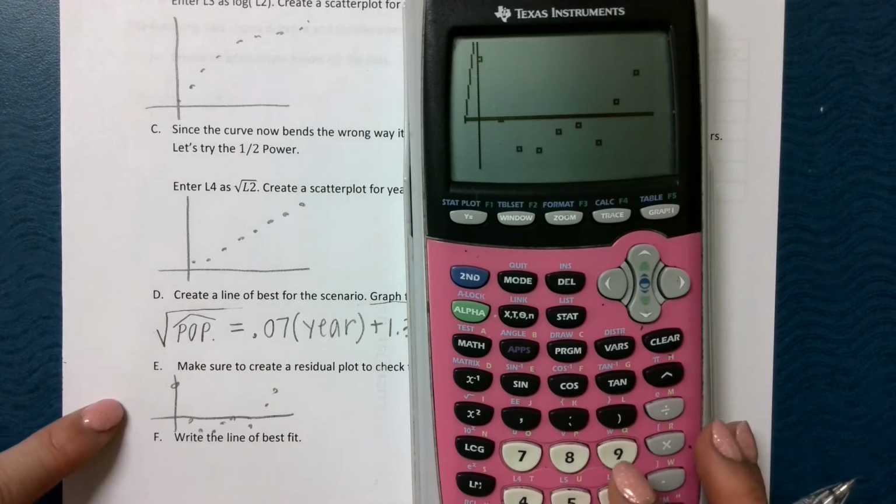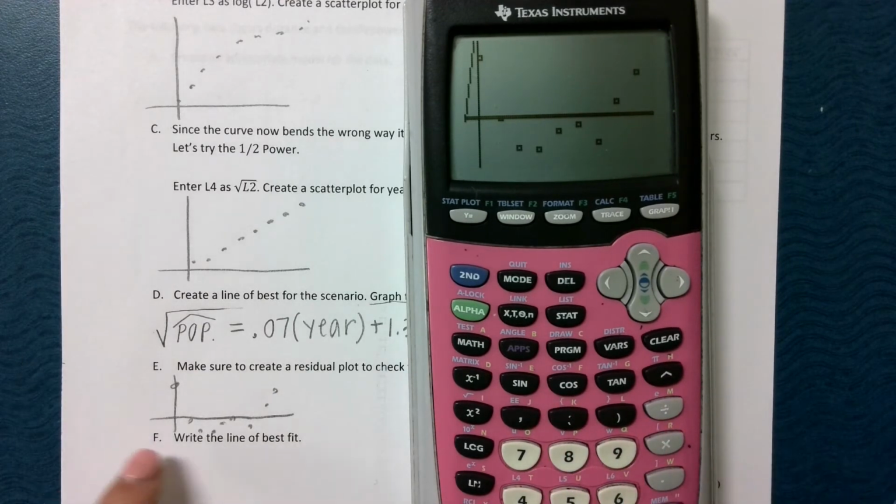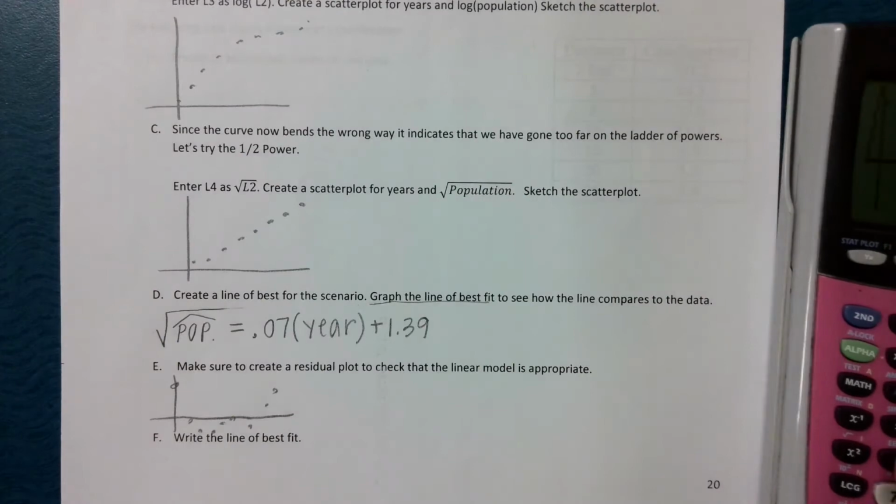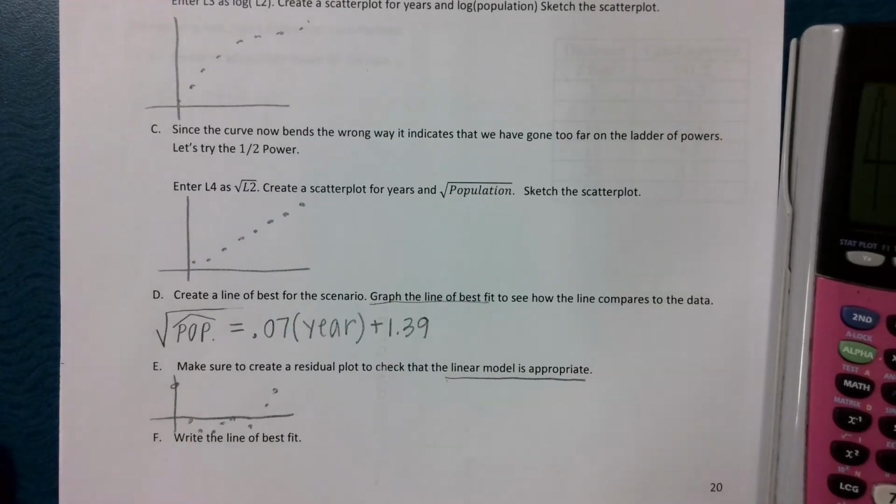Generally speaking, I'm thinking that this is quite random. It might have a little bit of a pattern, but for the most part, I'm thinking that it's random, so that means that a linear model is appropriate.